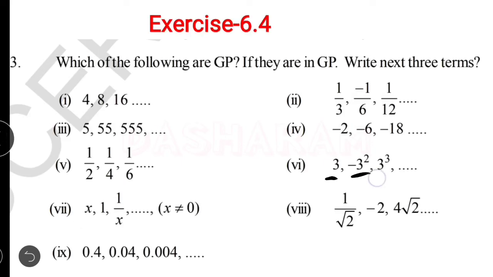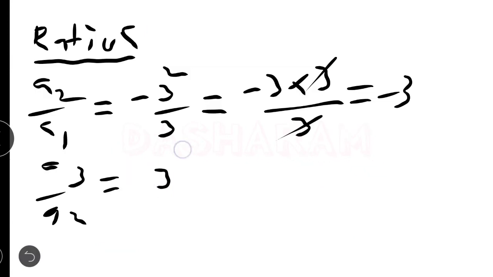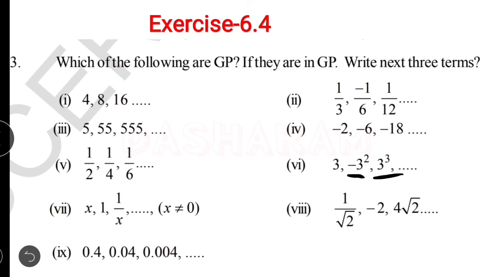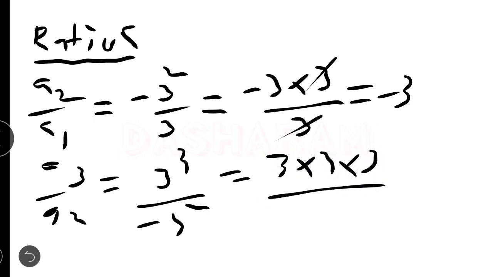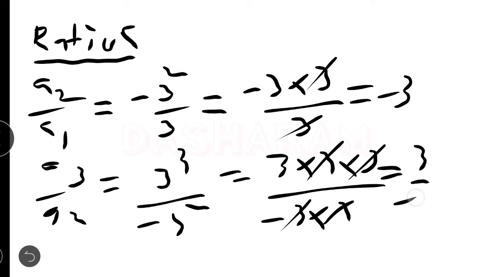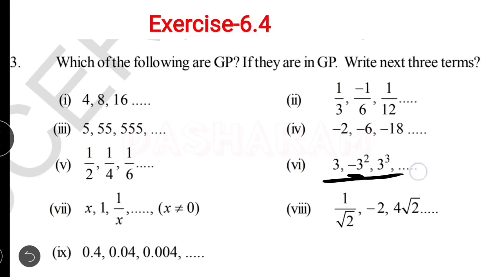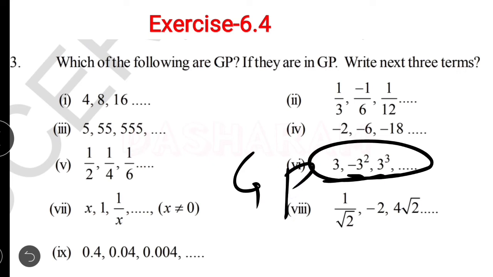Next, the second ratio, A3 divided by A2. What is the A3 value? 3 cube is the A3 value. So 3 cube divided by the A2 value, how much? Minus 3 square. It equals 3 cube, means 3 into 3 into 3, divided by minus 3 into 3. So here 3, 3, one more 3 cancels. So 3 by minus 1. What is the answer? Minus 3. So we got the same answer at two places. So definitely the given list of numbers are in the geometric progression.